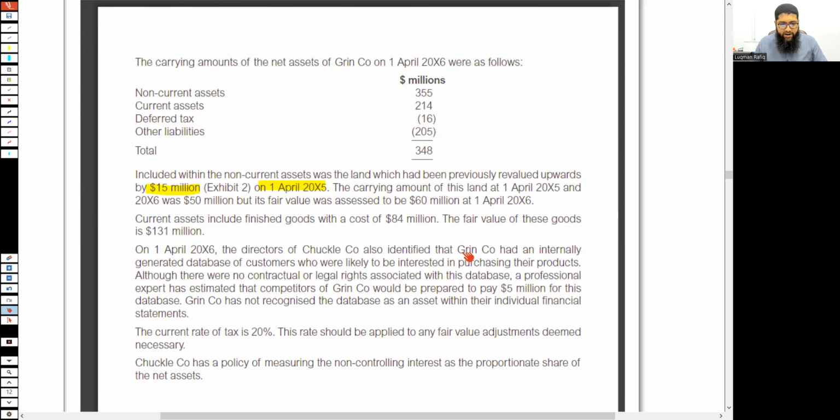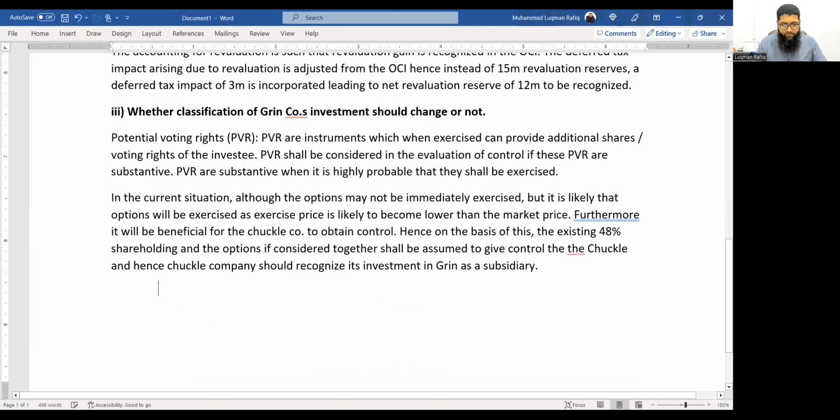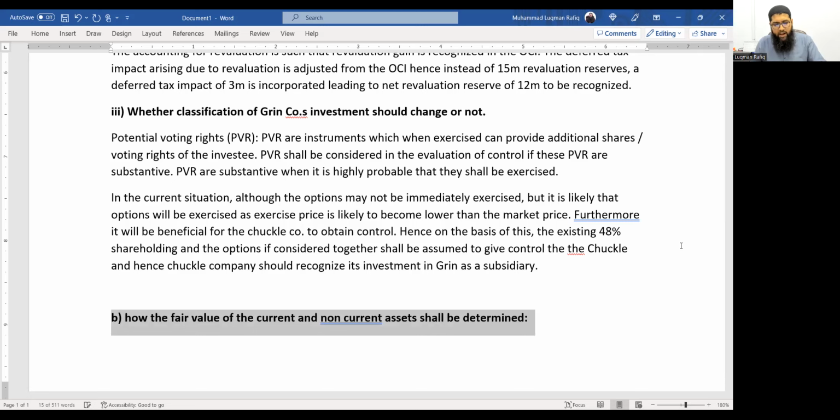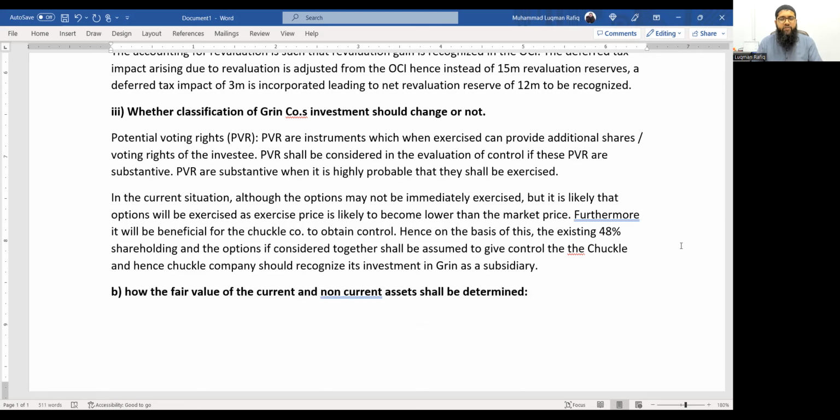Basically, you are going to write it down like this, that the requirement was how the fair values of the current and non-current assets shall be determined. How exactly are you going to do it? Just try to understand this.